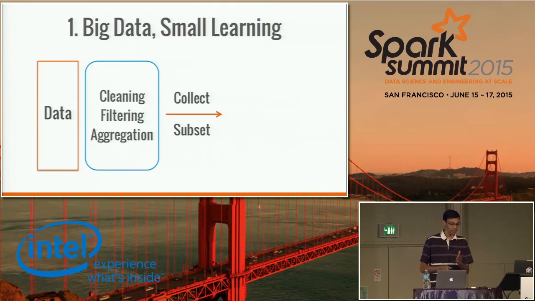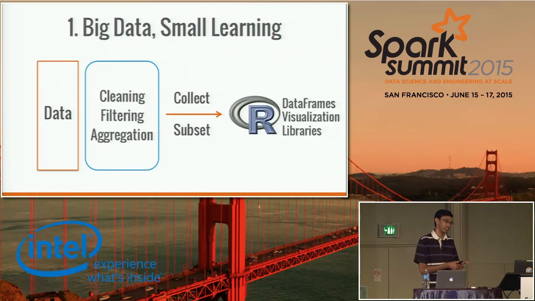And so at the end of this cleaning and aggregation phase, what users typically do is they collect or take a subset of the data and bring it down to a single machine. And so in this case, once you have your data that fits on a single machine, you can then use all of the power of R to actually do your statistical computing. So then you can use the extensive set of libraries that you have to actually compute the model that's required on the specific data set that you have collected.